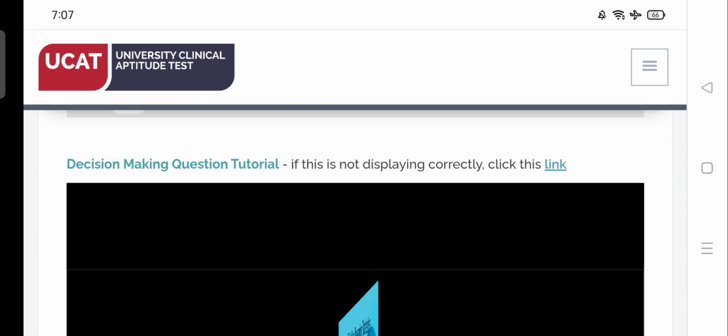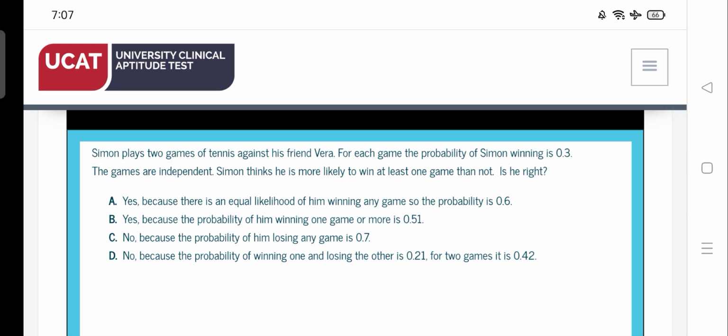So here we have an example of this question. Simon plays 2 games of tennis against his friend Vera. For each game, the probability of Simon winning is 0.3. The games are independent. Simon thinks he's more likely to win at least one game than not. Is he right? Option A, yes, because there is an equal likelihood of him winning any game, so the probability is 0.6.